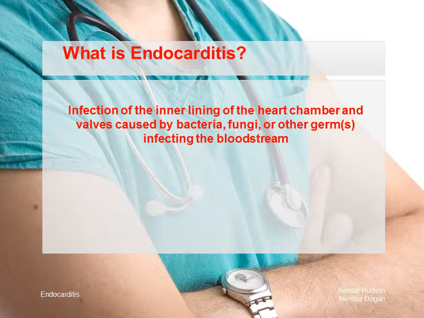Endocarditis occurs if bacteria, fungi, or other germs invade your bloodstream and attach to abnormal areas of your heart. The infection can damage your heart and cause serious and sometimes fatal complications. Endocarditis can develop quickly or slowly. It depends on what type of germ is causing it and whether or not there is an underlying heart problem. When endocarditis develops quickly, it's called acute infective endocarditis. When it develops slowly, it's called subacute infective endocarditis.